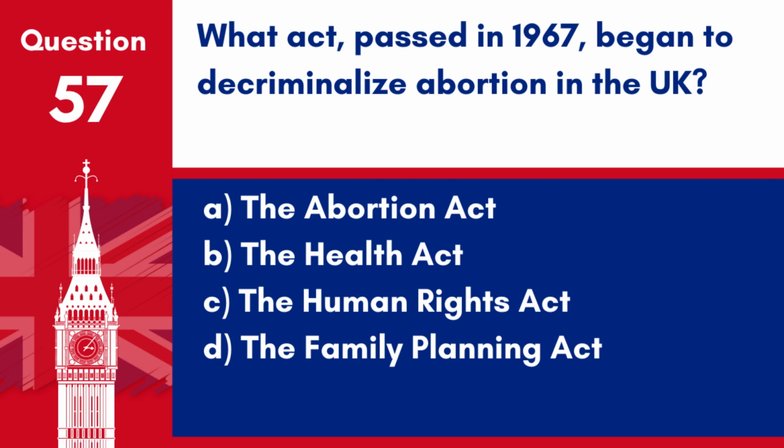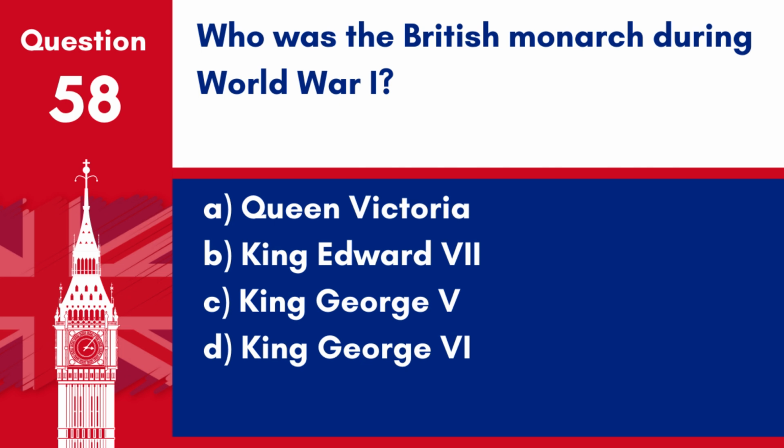Answer: A. The Abortion Act. The Abortion Act of 1967 began the process of decriminalising abortion in the UK by making it legal under certain conditions. Question 58. Who was the British monarch during World War I? A. Queen Victoria. B. King Edward VII. C. King George V. D. King George VI.